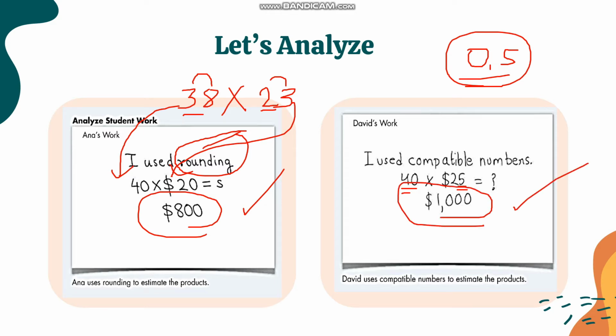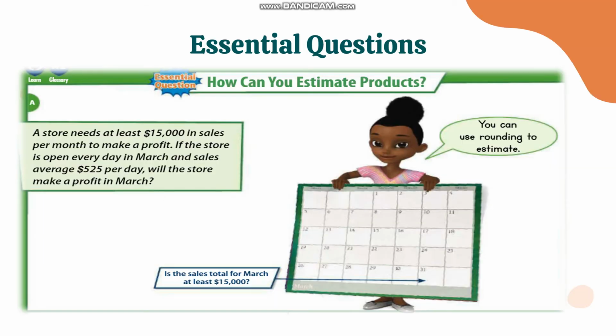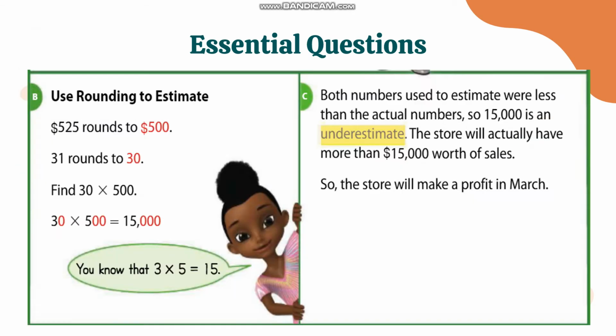So are they both correct? Yes. Okay. So next, how can you estimate products? A store needs at least $15,000 in sales per month to make a profit. If the store is open every day in March and sales average $525 per day, will the store make a profit in March? So we can use rounding to estimate. If I'm going to use rounding, I will round to the highest place value, which is 5. 5 is followed by 2, so it's the same as 5. So 525 is rounded to 500.